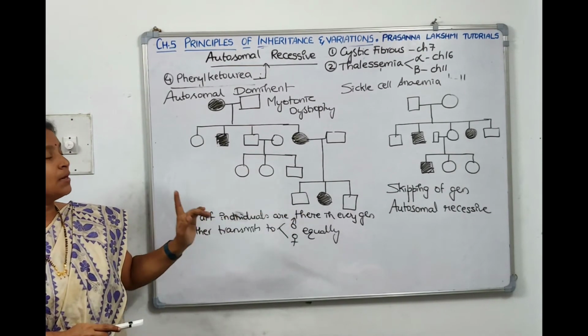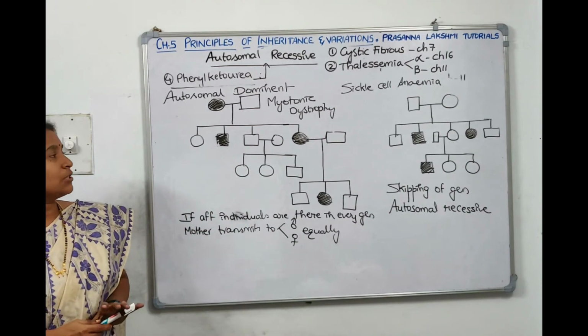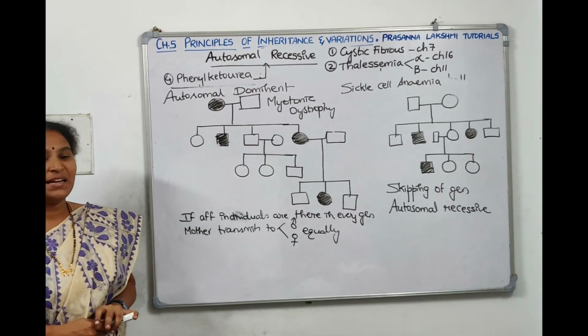We will see in the next one whether it's allosomal dominant or allosomal recessive pedigrees also. Take a screenshot. We will continue.